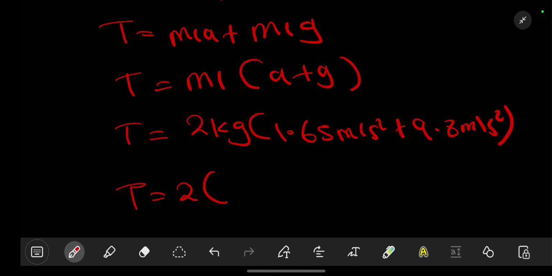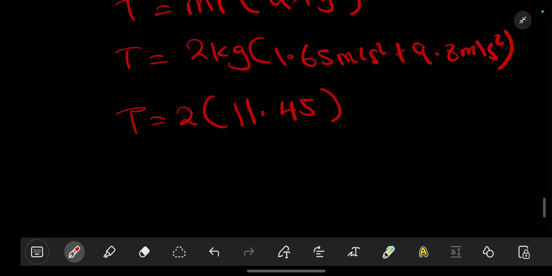So we have 2 times (1.65 plus 9.8). This is going to give us a value of 11.45. When we multiply by 2, this is going to give us 22.9 newtons. So this is our tension for that problem.